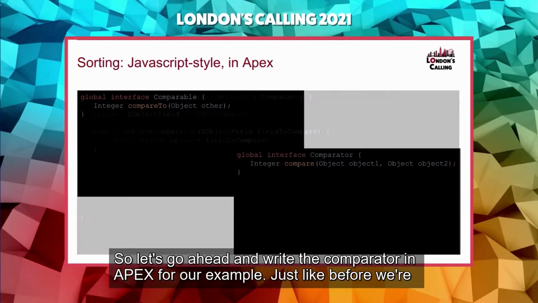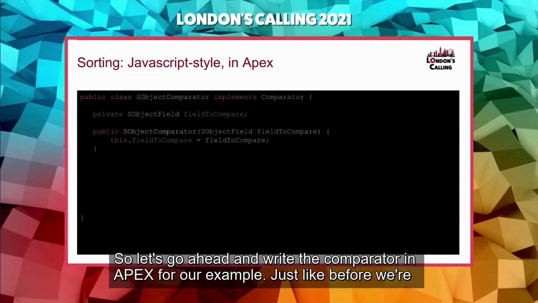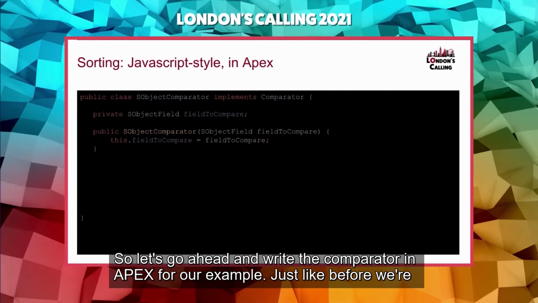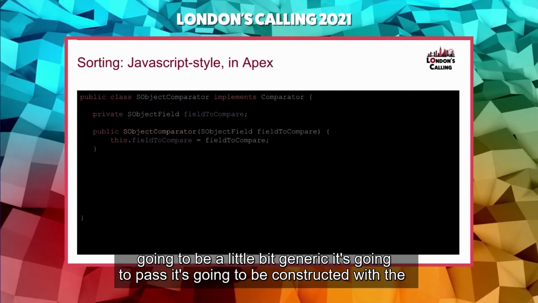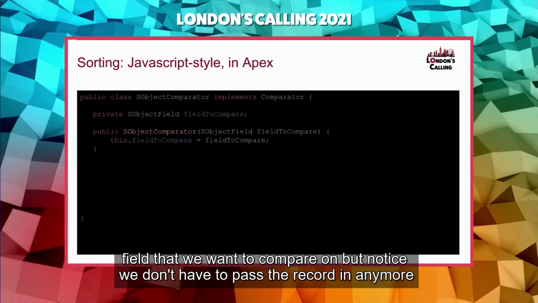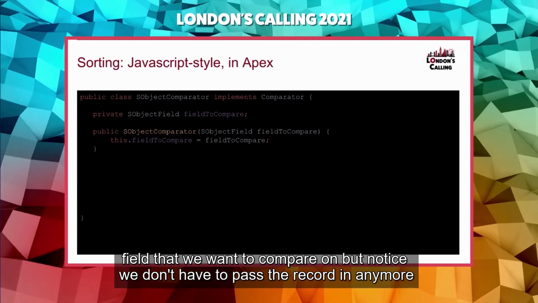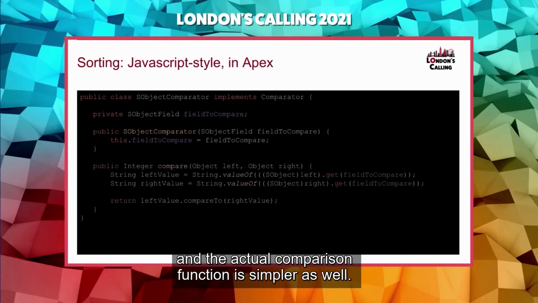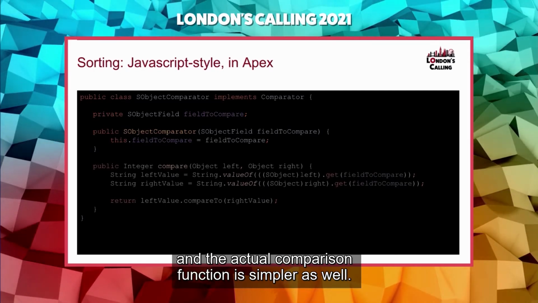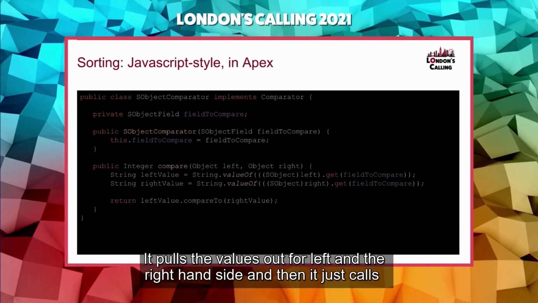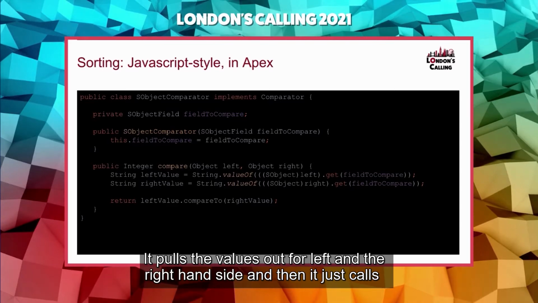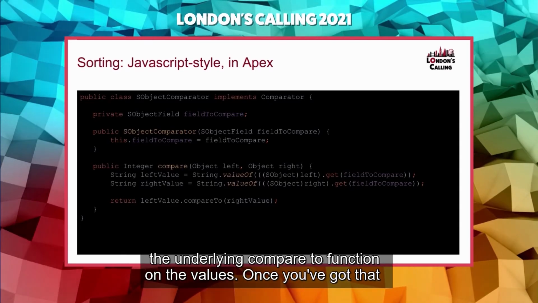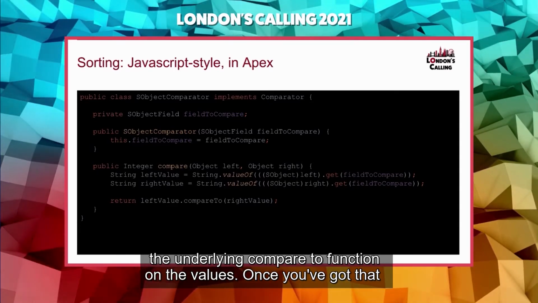So let's go ahead and write a comparator in Apex for our example. Just like before, we're going to be a little bit generic. It's going to be constructed with the field that we want to compare on, but notice we don't have to pass the record in anymore. And the actual comparison function is simpler as well. It pulls the values out of the left and the right-hand side, and then it just calls the underlying compareTo function on the values.